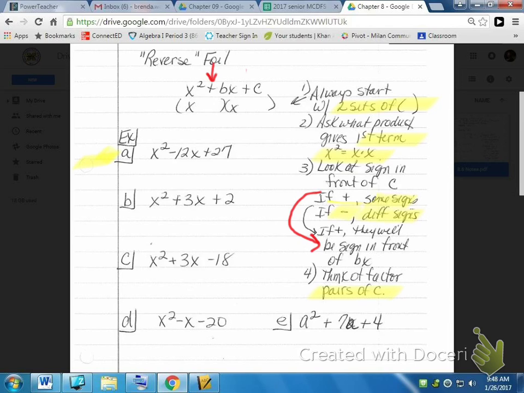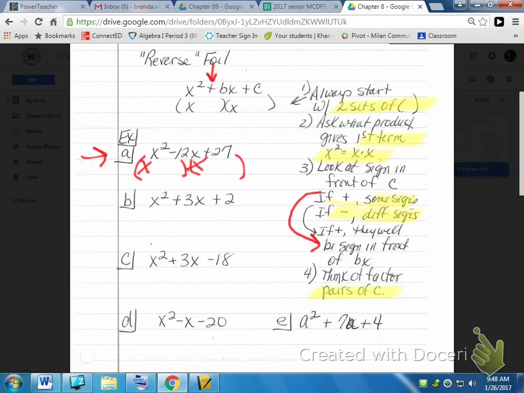So let's look at example A. Example A, x squared minus 12x plus 27. Like I said, first thing, you're going to go ahead and put your two sets of parentheses. Now I have x squared, and what's going to give us x squared? X times x.